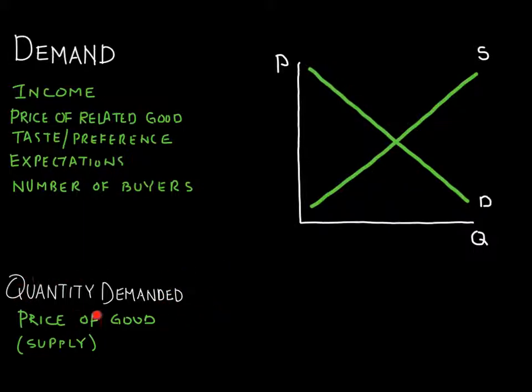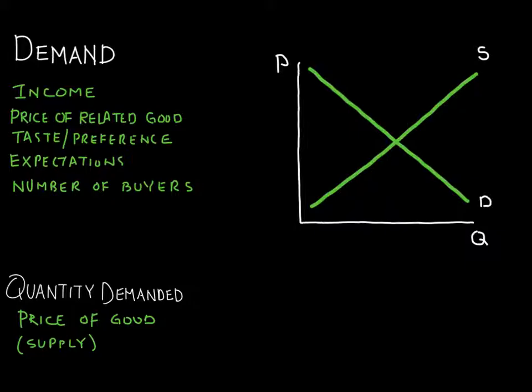Quantity demanded is a point on this curve. So if I told you the price is right here, quantity demanded would be the quantity that corresponds to that price. Okay, now we want to talk a little bit about the factors that shift demand.